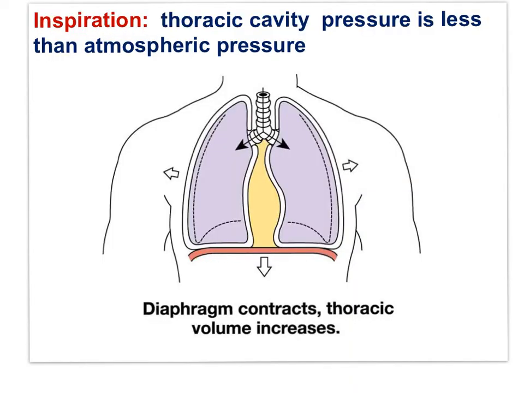Notice the diaphragm in its contracted state. It's shortened, it's pulled down. The external intercostal muscles pull the rib cage up. The volume within the thoracic cavity increases. The pressure decreases. Air flows in.